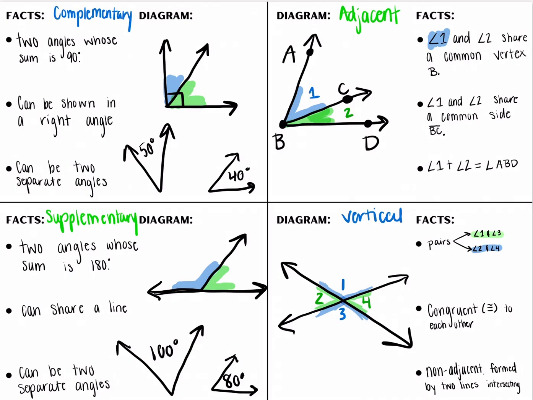Now that does not mean that angle 1 and angle 2 are equal. They are not. Those would be adjacent angles because they share a common vertex right in the middle and they share a common side. Okay, so remember, they have to be across from each other. They can't be next to each other.